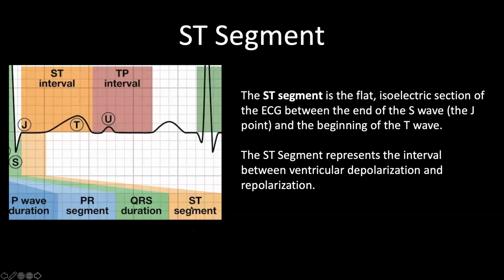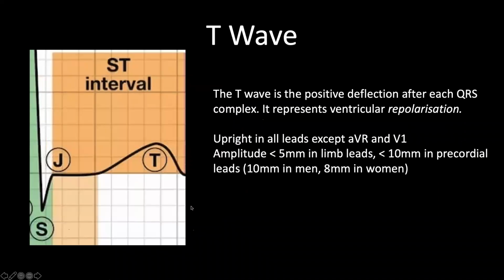The next one is the T wave. We're slowly coming to the end of our alphabet soup. And this is the positive deflection after each QRS complex, and it represents that ventricular repolarization. It should usually be upright in all leads, and it's usually quite small, so less than 5 millimeters in the limb leads and less than 10 millimeters in the precordial leads.